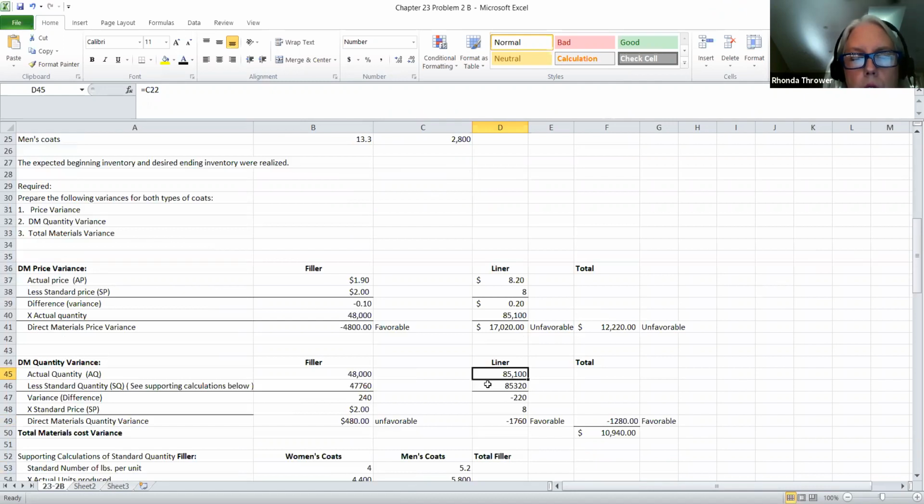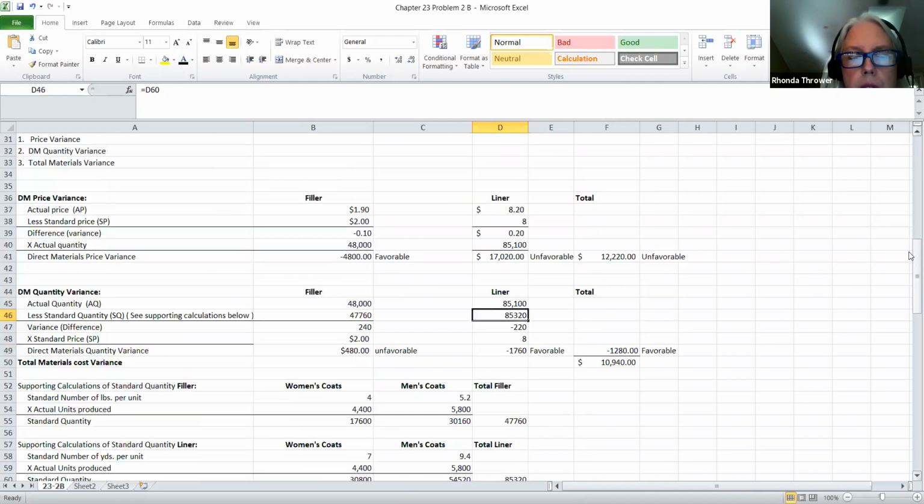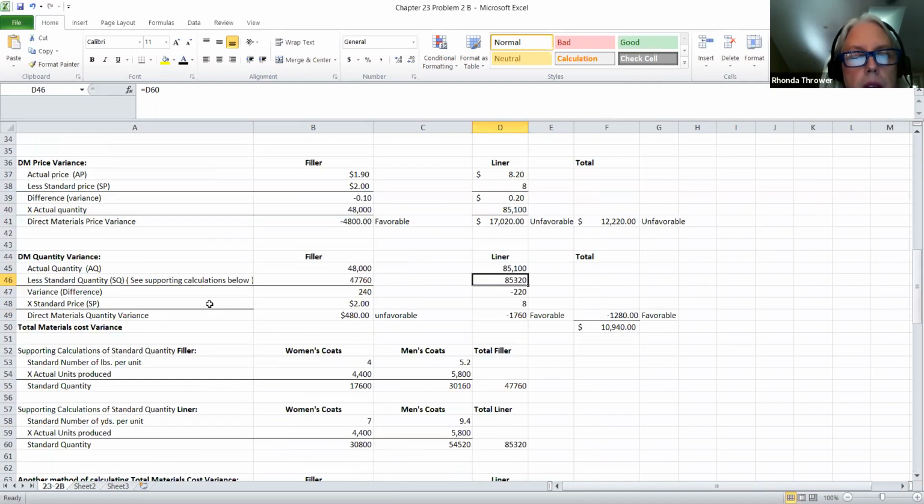So the standard quantity of the liner, we don't know, and we have to figure it based on the calculations below. So here's the calculations for the liner. We're going to start with our standard number of yards per unit, which for the women's coats is 7 yards of liner for each woman's coat that is produced.